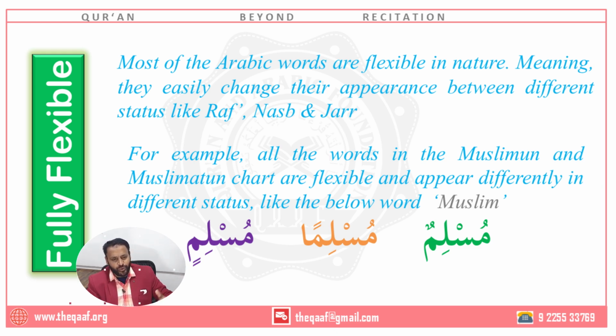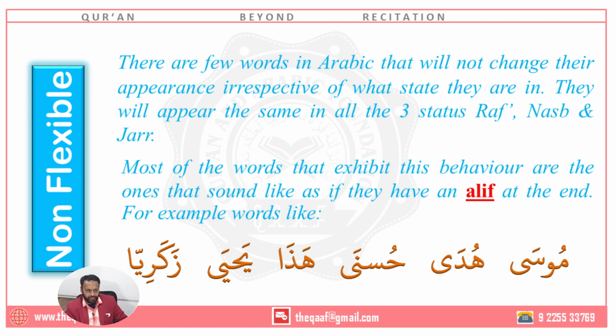Okay. Now let's look at the opposite of it, non-flexible. As I told you, non-flexible words look the same in all the three statuses. So how do I figure it out? Well, one of the signs, or one of the clues that you can get a hint that maybe this is a non-flexible word, is when you pronounce this word, you will always feel like there is an alif at the end. Most of the time the alif might not be there, or it may be there. But when you pronounce it, you will hear the alif sound.